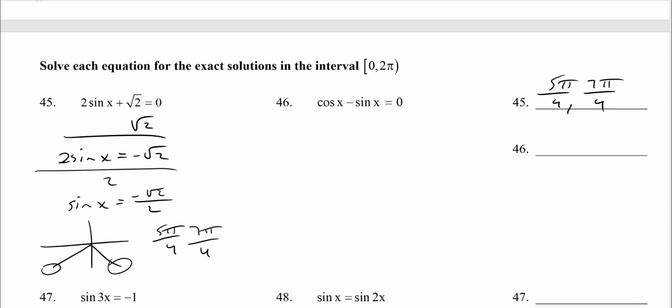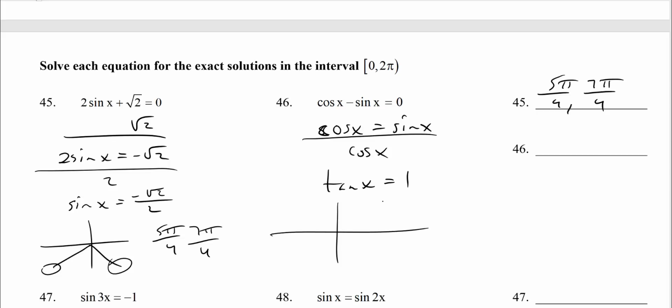Okay, this one's always the tricky one. So if I'm going to add sine of x to both sides, so I get cosine of x equals sine of x. And then I divide both sides by cosine of x. So sine of x over cosine of x is tangent of x equals 1. And where is it positive? In these two quadrants. So this is going to be pi over 4, and this is 4 pi over 4 plus 1 is 5 pi over 4. Those are your answers.